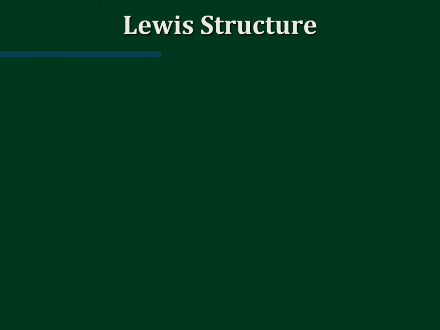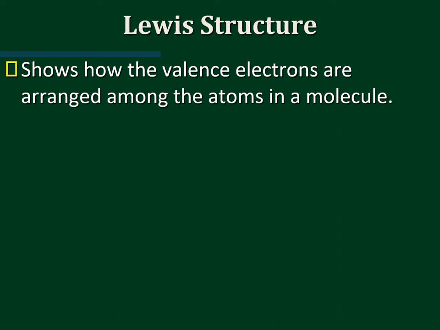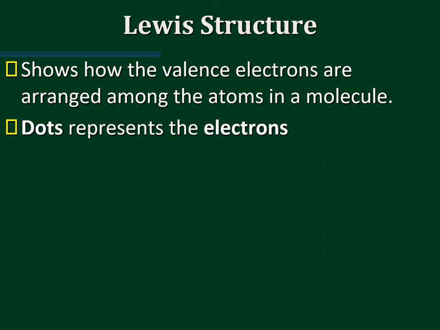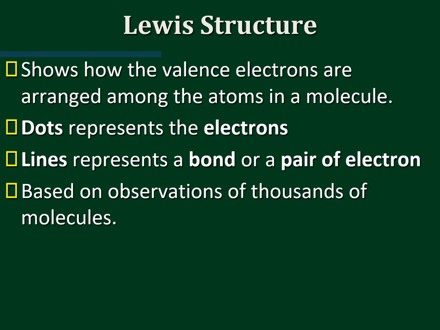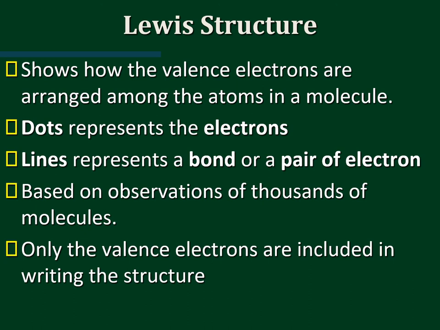So Lewis structure shows how the valence electrons are arranged among the atoms in a molecule. So the dots represent the electrons and lines represent a bond or a pair of electrons. So based on observations of thousands of molecules, only the valence electrons are included in writing the structure.